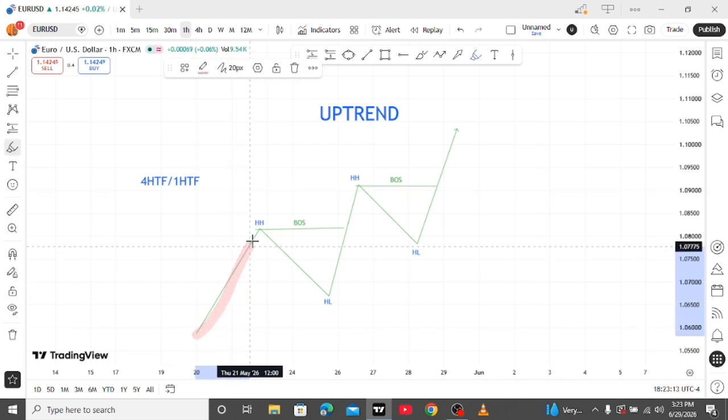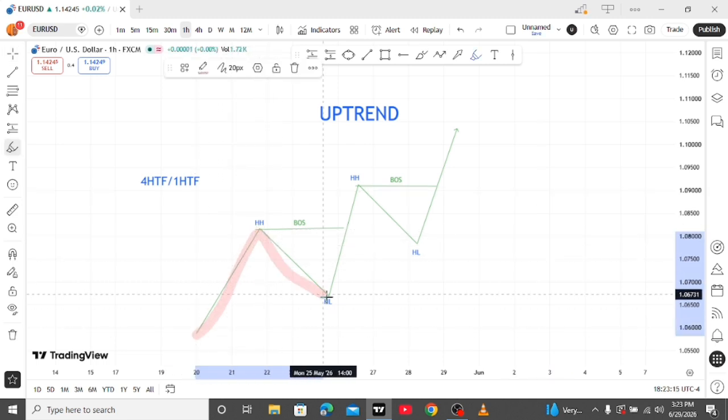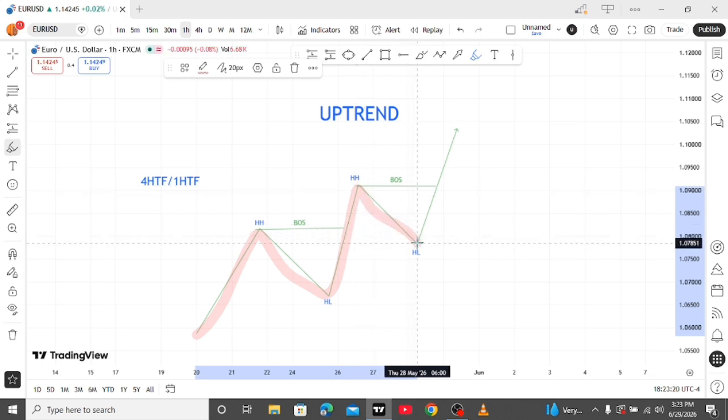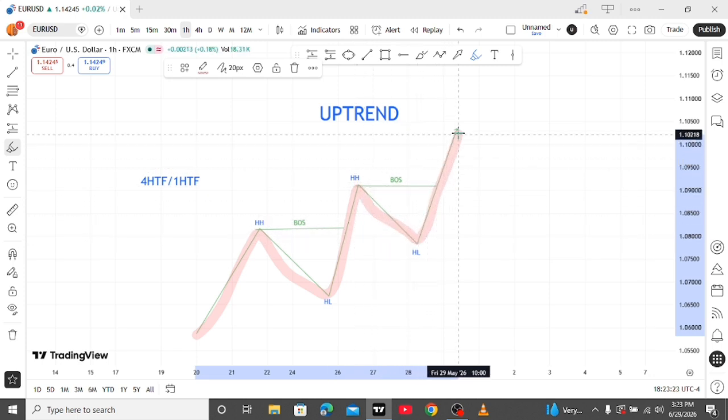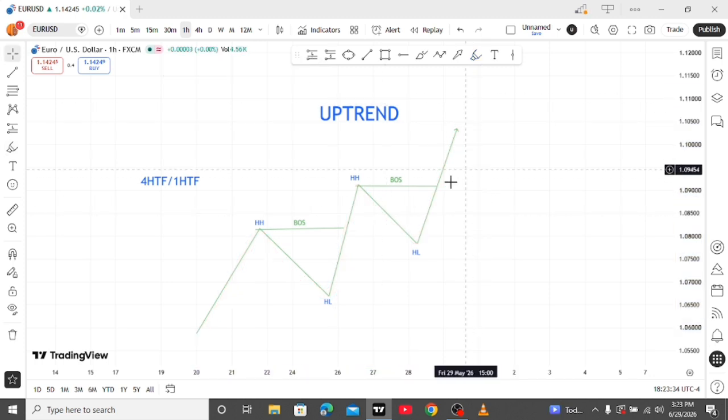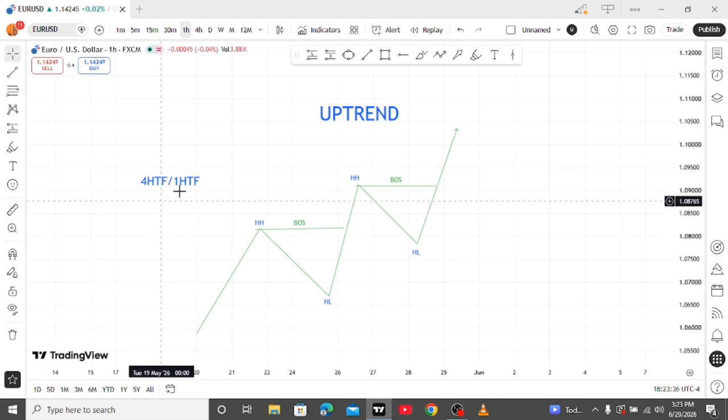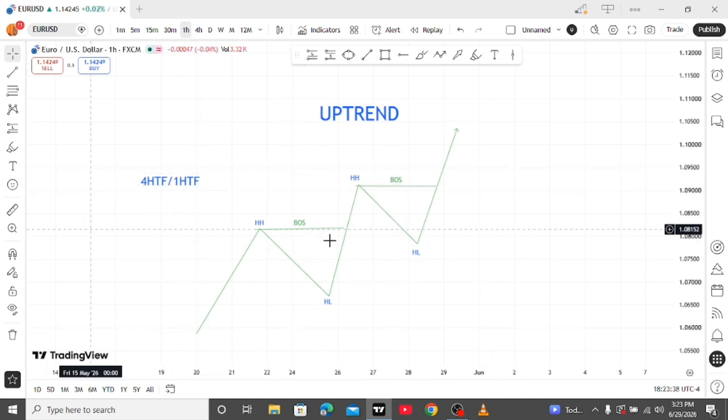So this is your higher high. The market goes up making a higher high, goes down, higher low, goes up again, higher high, goes down, higher low, then goes up, higher high, and now this is where we are expecting a higher low before we can enter the market. And this is the 4-hour time frame or 1 hour time frame. So this is the bigger time frame.